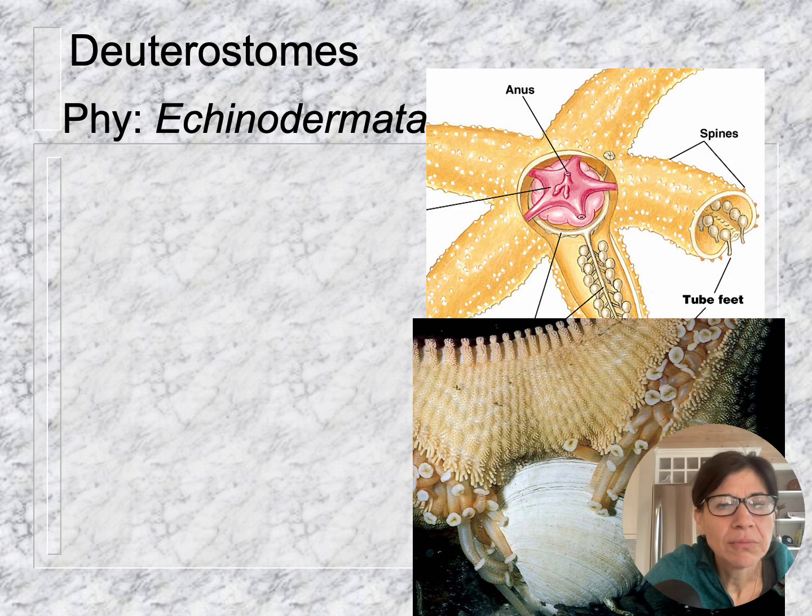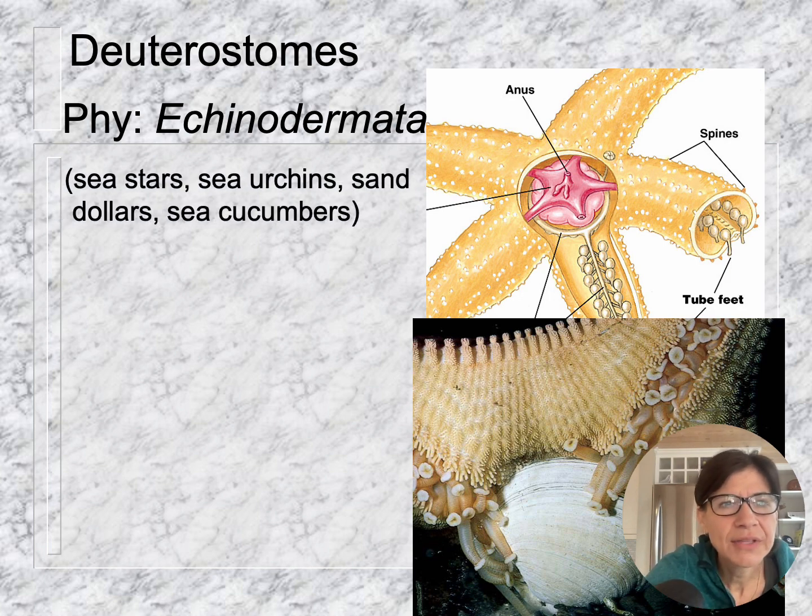So deuterostomes, we are deuterostomes, we are chordates, and so are the echinoderms. So the echinoderms are things like sea stars, sea urchins, and sand dollars, sea cucumbers. Now you may look at them and think, well, these look like they have radial symmetry, which they do as adults. But in the larval stages, right, they have different stages of their life. They actually have bilateral symmetry.